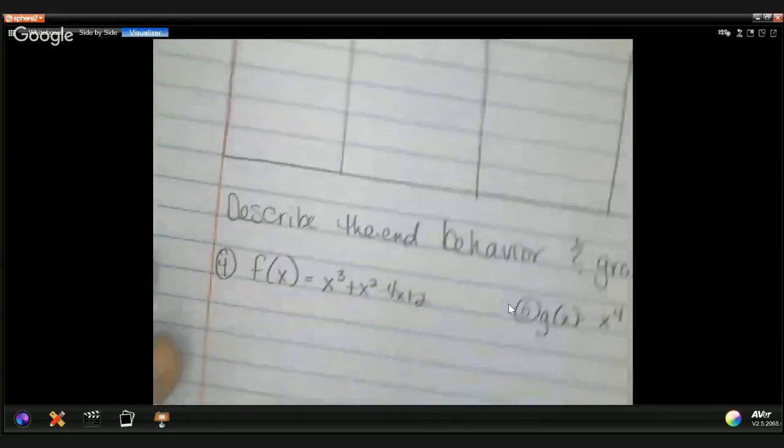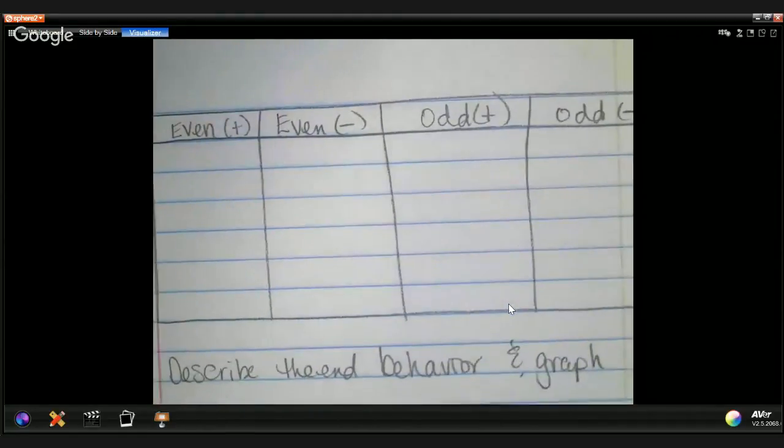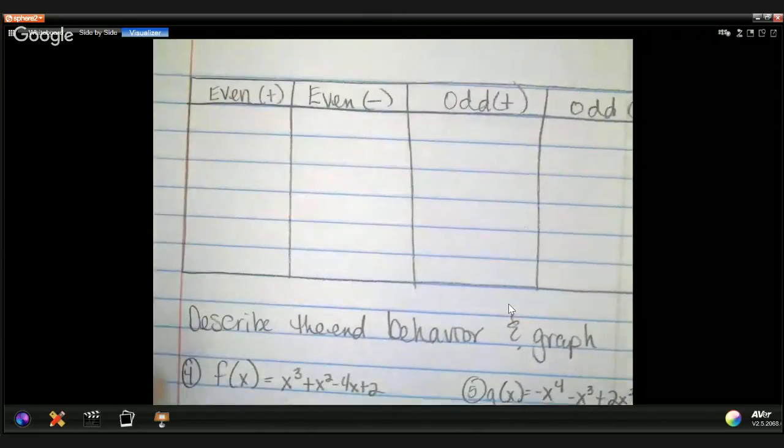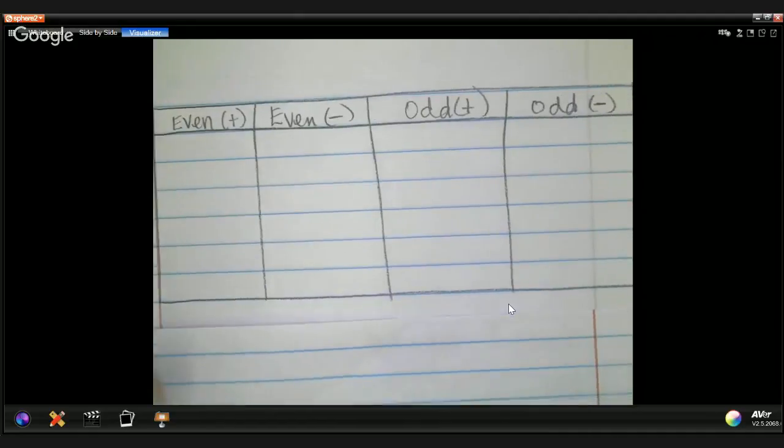Okay, so now what we're going to do is I need you to copy this table, and then we're going to talk about when functions are odd and even, what they do, and then we'll do a couple more problems. So on the left side of your notes, go ahead and copy this table down.